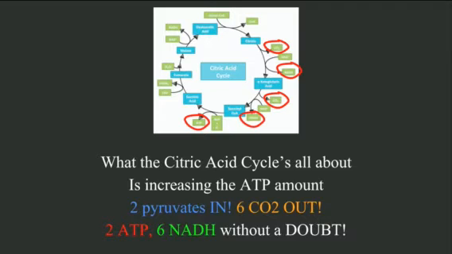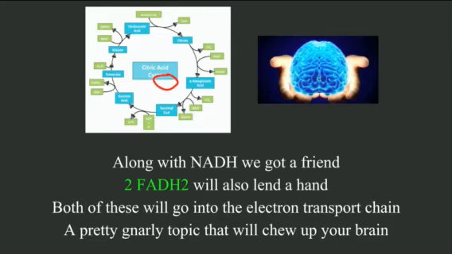2 pyruvates in, 6 CO2 out, 2 ATP, 6 NADH, without a doubt. Along with NADH, we also got a friend, 2 FADH2, will also lend a hand. Both of these will go into the electron transfer chain, a pretty gnarly topic which will chew up your brain.